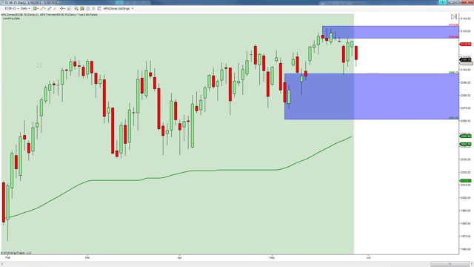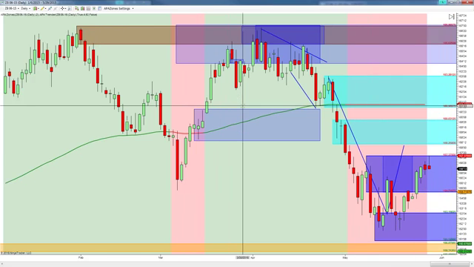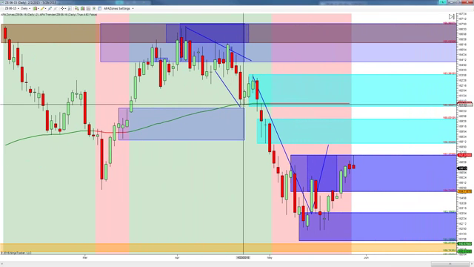So, let's look at bonds just to see what's going on here.